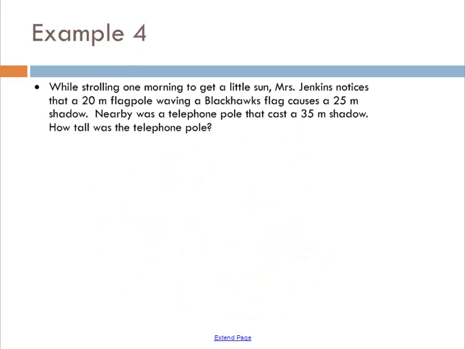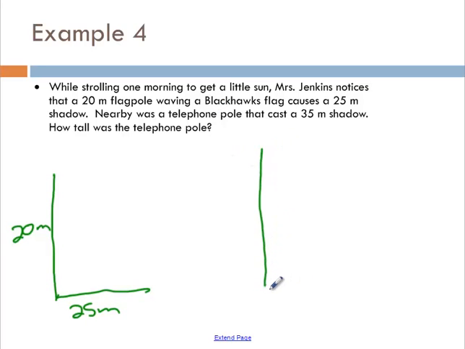We got one more example, word problem here. So Ms. Jenkins notices that a 20-meter flagpole causes a 25-meter shadow. So let's go ahead and draw that. We have a 20-meter flagpole with a 25-meter shadow. Nearby a telephone pole, that we don't know how tall, has a shadow of 35 meters. How tall was the telephone pole?